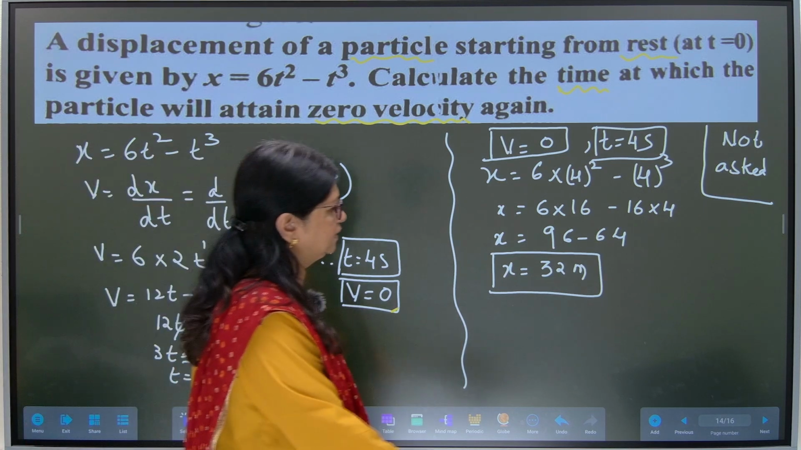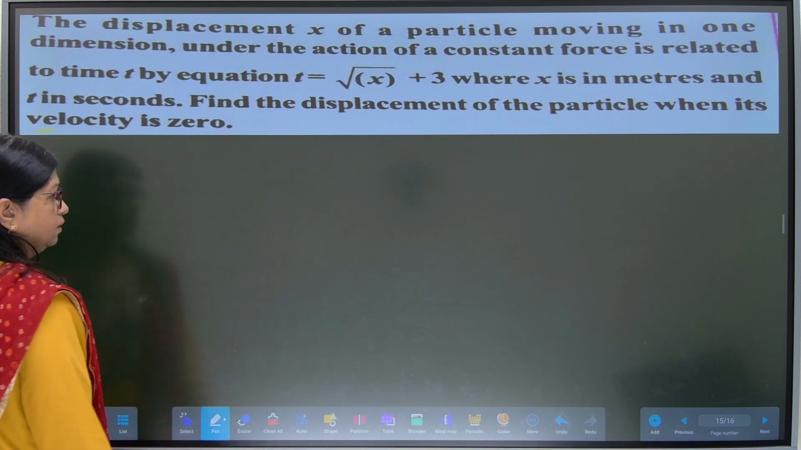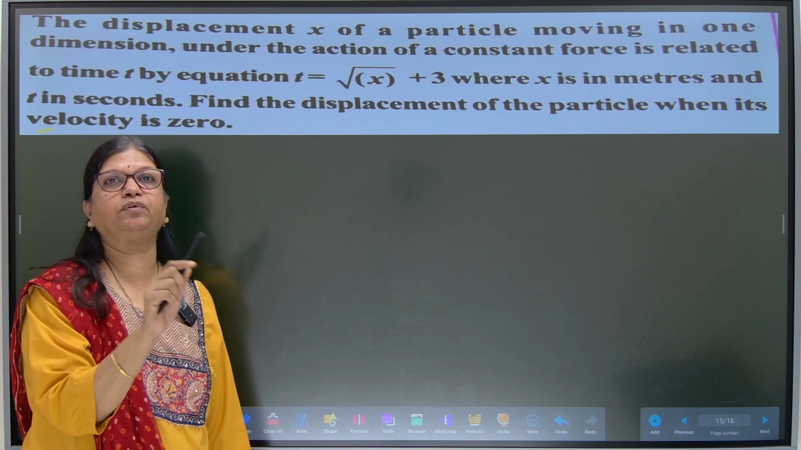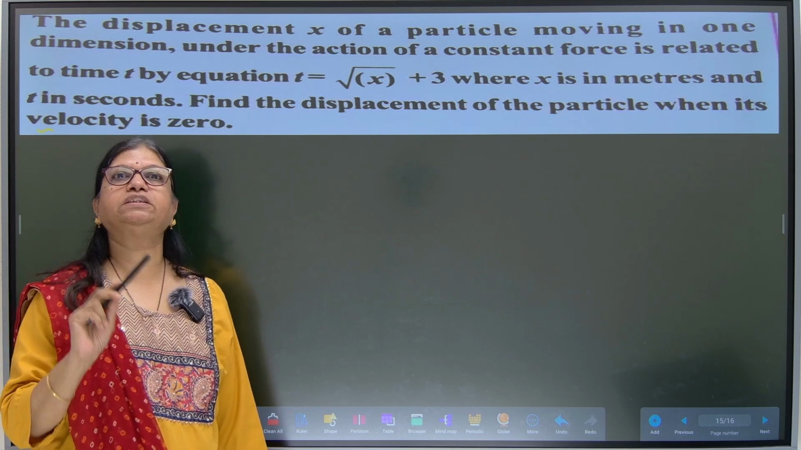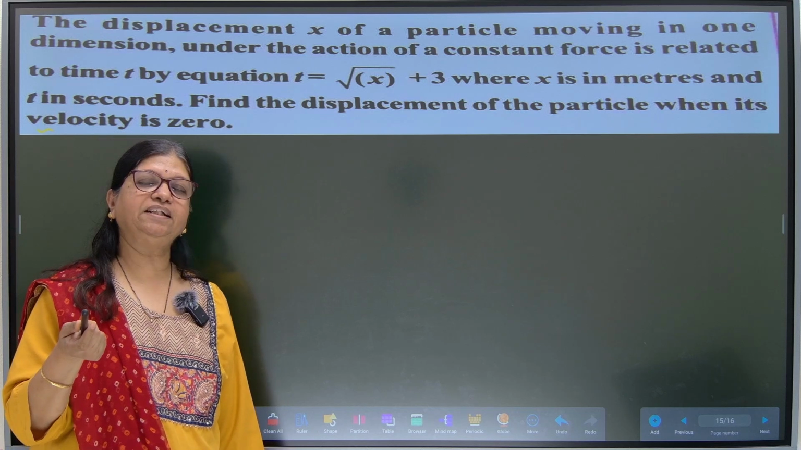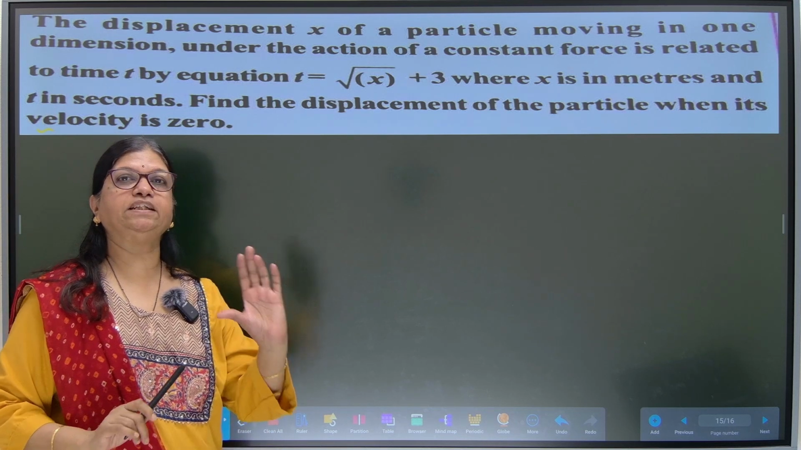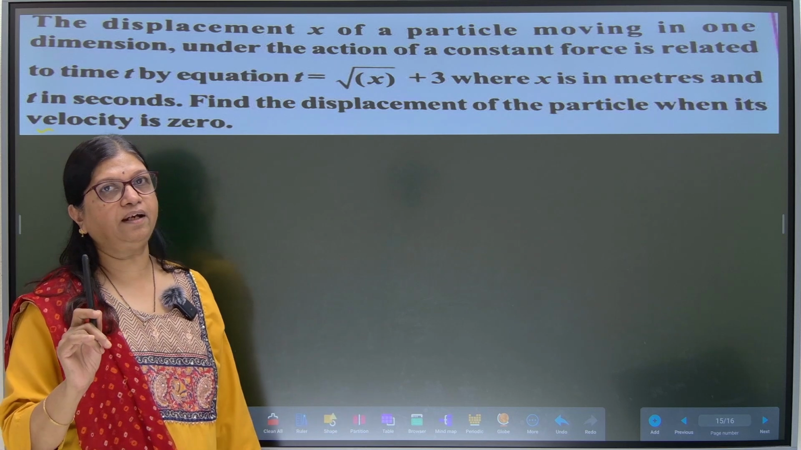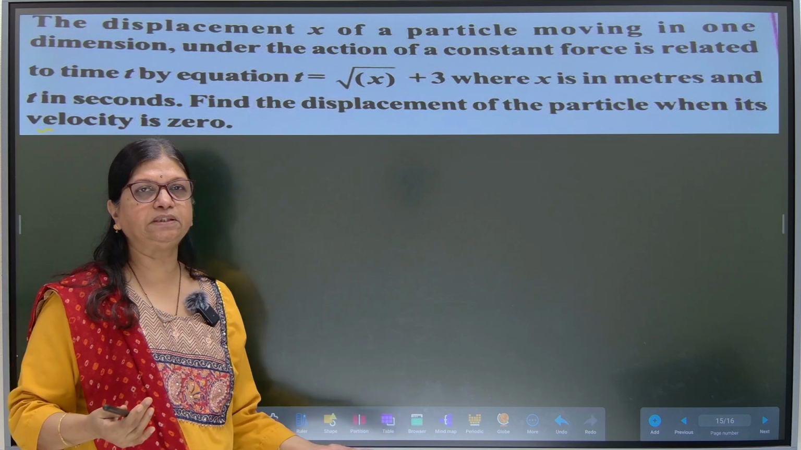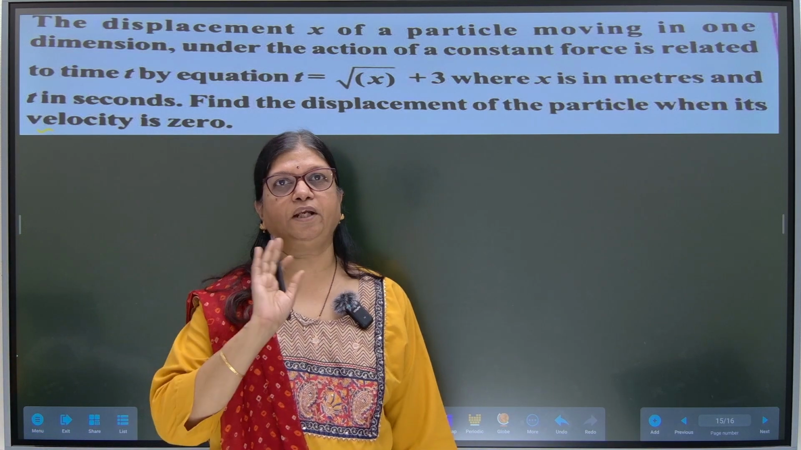Now going to the next numerical, let us read the question first. We have to understand the story given by the question. Every question is a story and every formula is your best friend. Physics has two very best friends: one is the diagram and another one is the formula. Wherever a diagram is necessary, draw it. Whenever a formula is to be used, understand which formula you have to use.